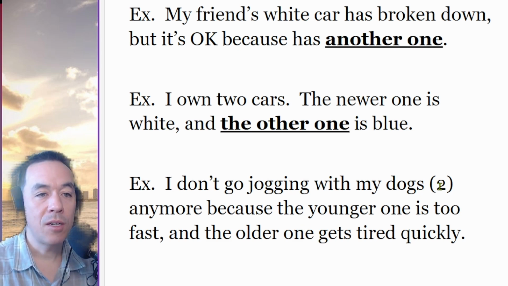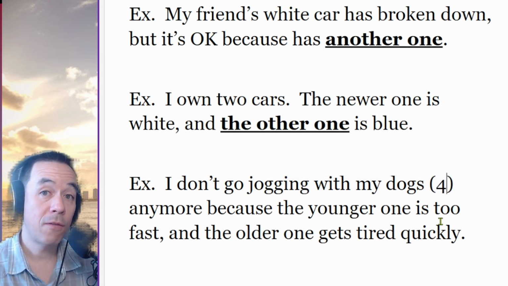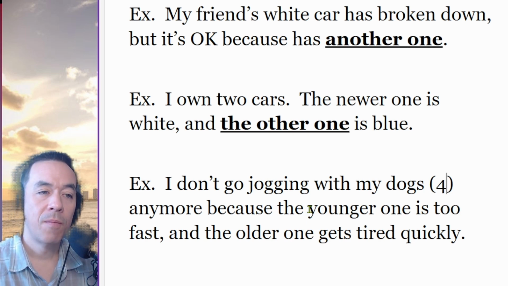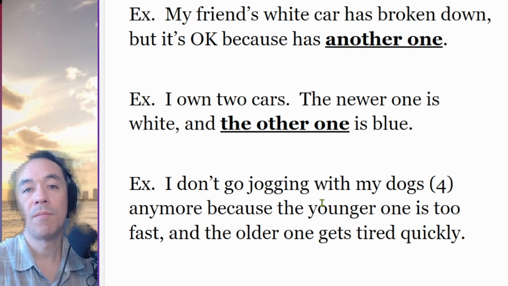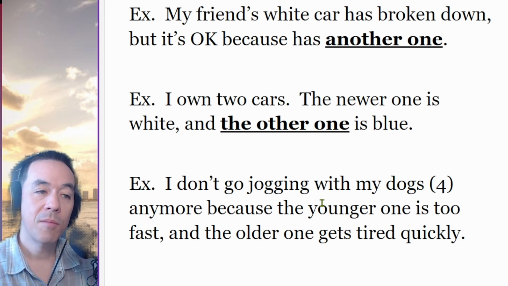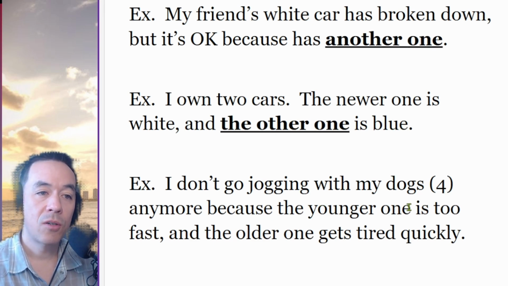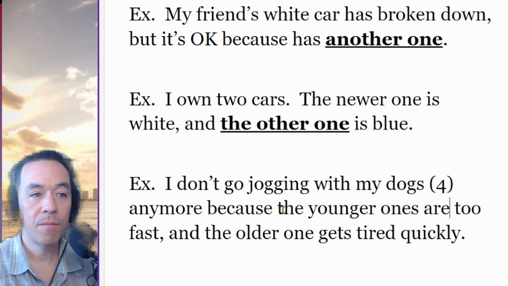But let's say, what if there were 4 dogs? This is 4 in total. And we'll say the younger, let's say it's 2 and 2. 2 young, 2 older. That'd be pretty crazy to jog with 4 dogs. Then we have to say the younger ones. Okay, because it's 2 young ones, it's changed to are.